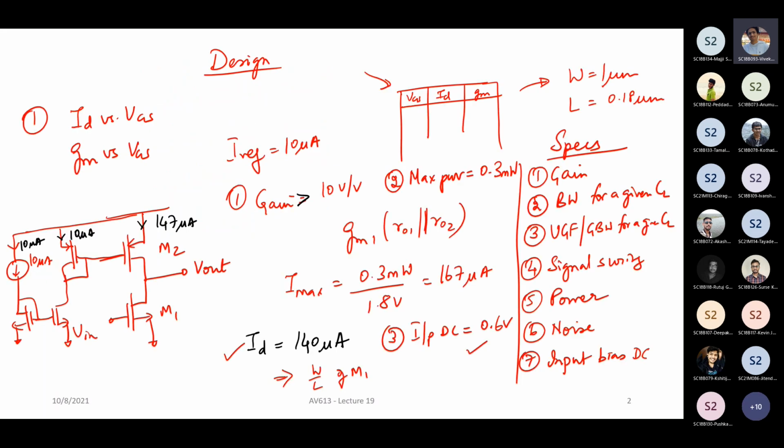So you got ID equal to 140, but in the figure you made it 147. Where is the 7 microamp? What I said was, this is the max power budget. I don't always have to be at the max power. If you take the max power, you spend 10 here and 10 here, and your max power is 147 microampere through the actual amplifier. But I can be lower than the max value, so I am just arbitrarily choosing 140 microamp. You can also choose 100 microamp. That is also fine.